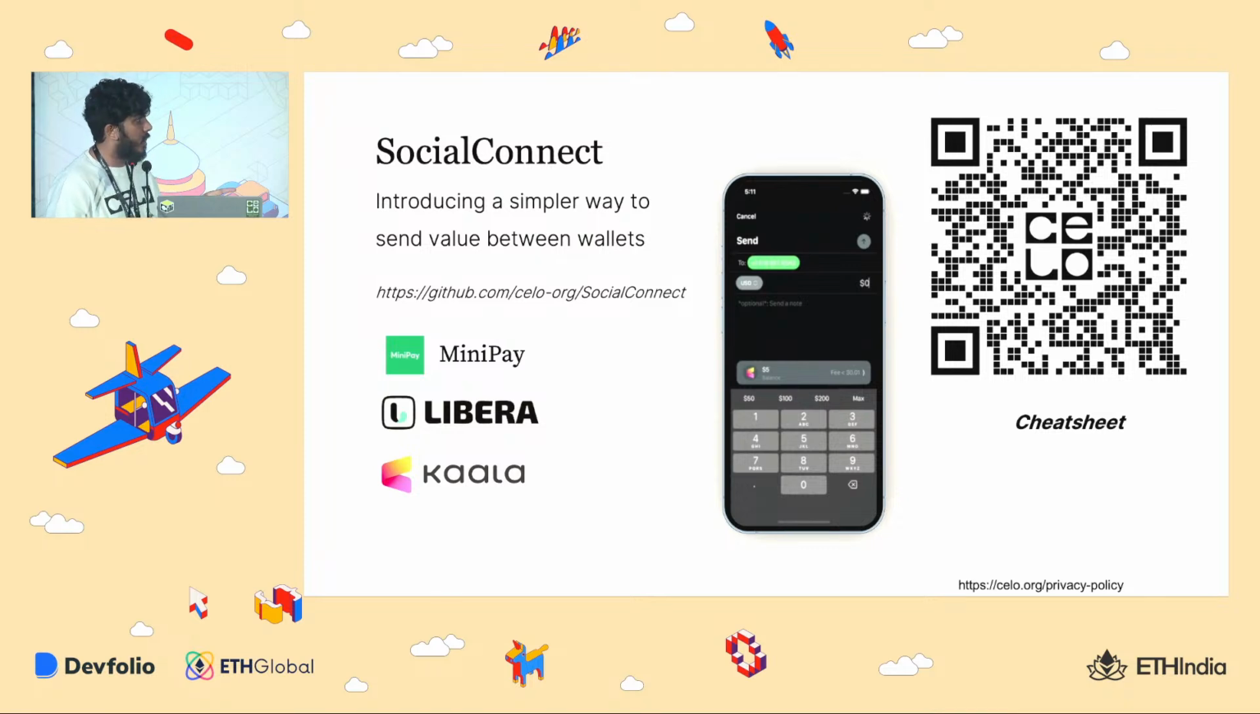And if you scan this QR code, this is a cheat sheet on how to build on Social Connect. So yeah, highly recommend. This will make you eligible for the $2,000 bounty. So yeah, highly recommend checking it out. And if you have any questions, come to the booth.